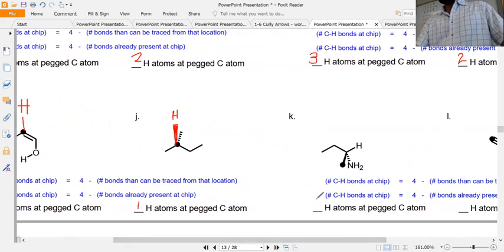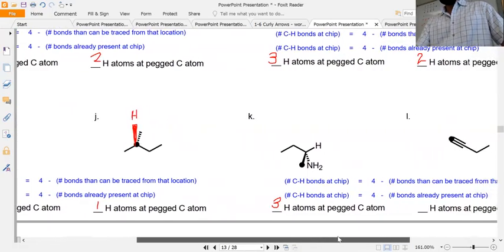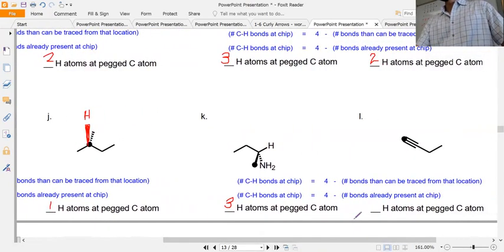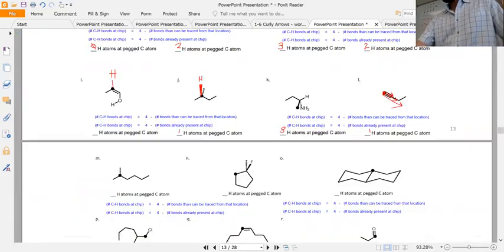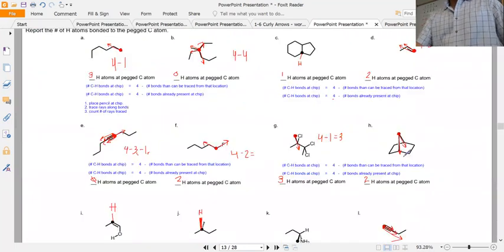3. 1 here. 3, correct. That reminds me of the example we did with your classmate, Molly. Endpoint. And the last one? 1. That was a tricky one. Good. 1, correct. Pencil down at the chip, trace each bond. I got 1 ray tracing, 2 ray tracing, 3 ray tracing. 4 minus 3 is equal to 1. Okay, so those are some problems which are very important.